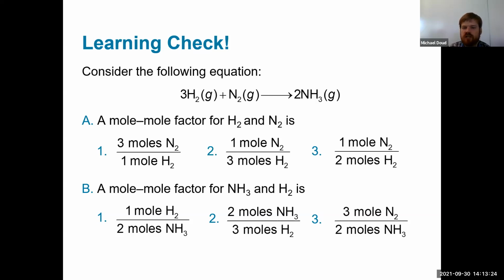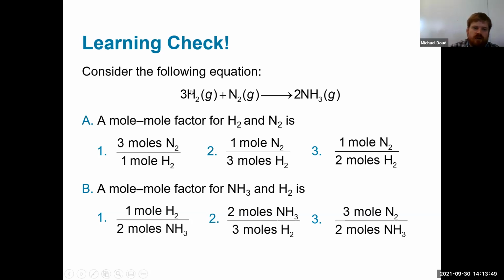Again, what's the mole-mole ratio or mole-mole factor that you would use here? And then B, a mole-mole factor for NH3 and H2 is: is it 1 mole of H2 for every 2 moles of NH3? Or is it 2 moles of NH3 per 3 moles of H2? Or is it 3 moles of N2 per 2 moles of NH3?